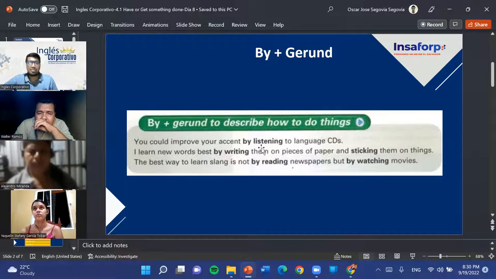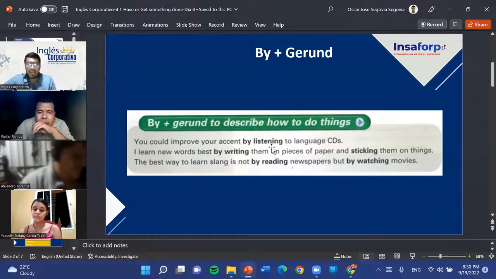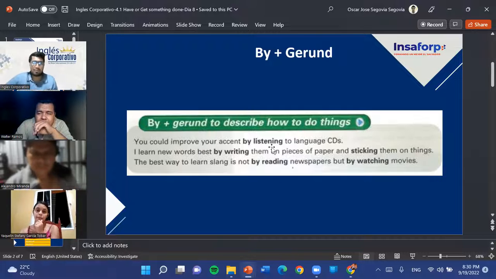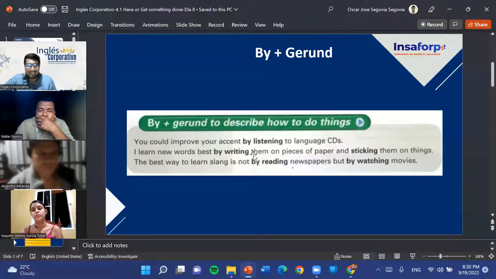Here, the action is being represented with the preposition by, which basically states that the next thing you mention, which is the verb or the action, as I just said, is necessary in order to achieve what you have mentioned before. So here is the desire, improve your accent. But how are you going to improve your accent? How are you going to get that done? You're going to get that done by listening to language CDs.